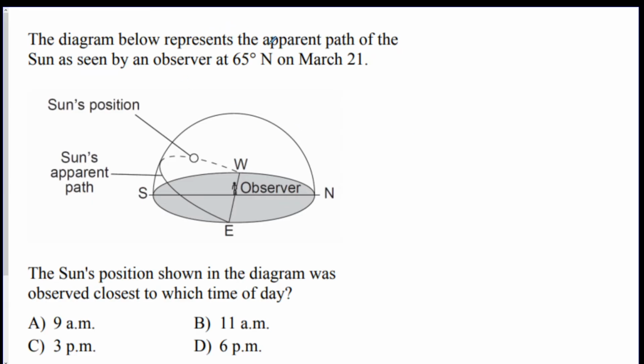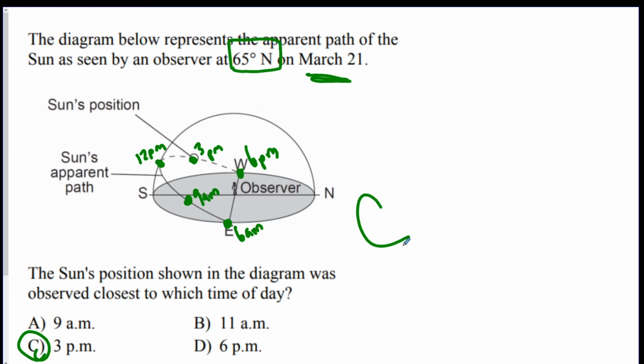The diagram below represents the path of the sun at 65 degrees north on March 21st. The sun's position shown in the diagram was observed closest to which time? So remember, sunrise is 6 a.m. Right here is 9 a.m. Right here is about 12 p.m. Right here is about 3 p.m. and right here is about 6 p.m. So there's your answer. It would be C, 3 p.m. Nice and easy.